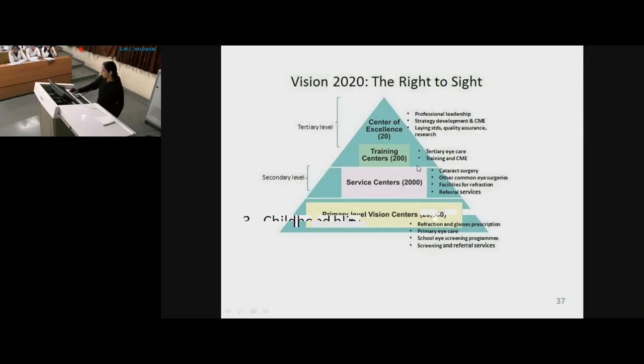Then at the tertiary level, we have training centers, number 200. 200 training centers and 20 centers of excellence. At the training centers, we have tertiary eye care departments, training and CME. The centers of excellence are 20 in number. The activities ongoing here are professional leadership, strategy development and CME, laying standards, quality assurance and research activities. So this pyramid is very, very important.